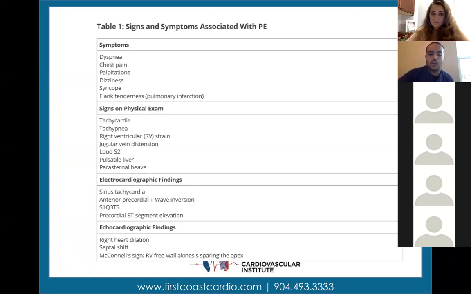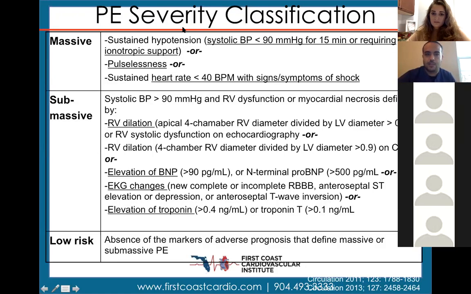On echo, we see right heart dilation, RV dilation, RA. There's septal shift. There's usually signs of pressure overload. In systole, you see the septum moving towards the left ventricle. McConnell sign, where there's an RV free wall akinesis that typically spares a hyperdynamic apex.